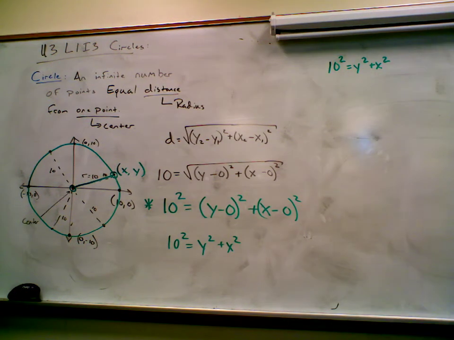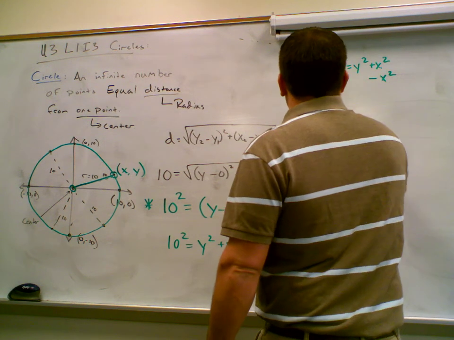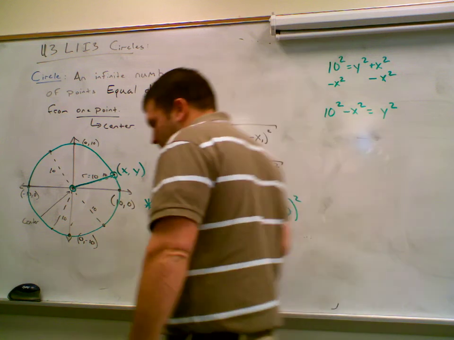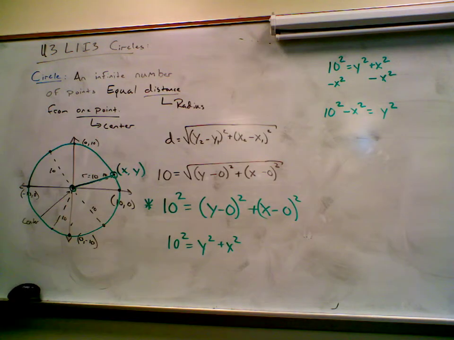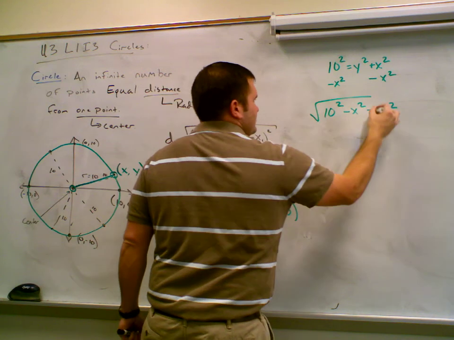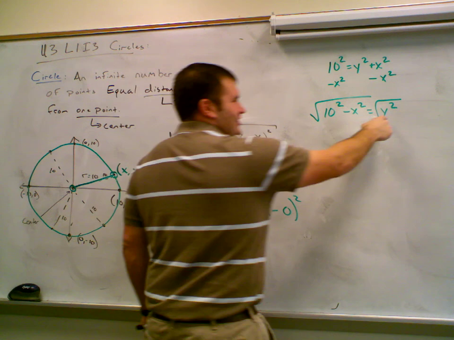Now I wanted to solve for which one again? Y. So what do I do next? Subtract x. Good. Subtract x from both sides. Not just x, but x squared. So then we have 10 squared minus x squared equals y squared, right? Now how do I get rid of the 2 on the y? Gotta do something radical, don't I? Good. That's a funny joke because this symbol is called a radical. So this becomes y.